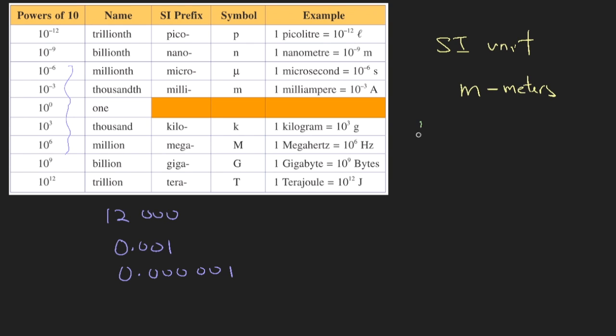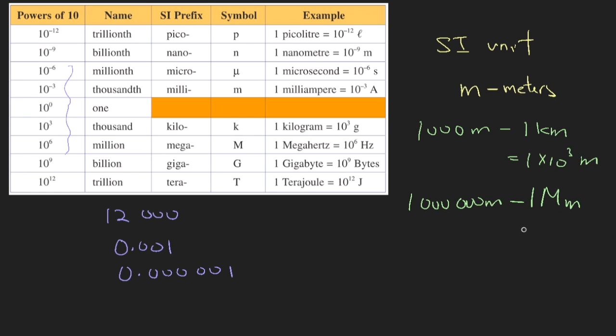If you have 1,000 meters, you can call it 1,000 meters, but it's probably easier if we call it 1 kilometer, also known as 1 times 10 to the power of 3 meters. It's the same thing for a million meters. 1 million meters is a megameter. We don't usually call it a megameter, but you can write it as 1 times 10 to the power of 6 meters.